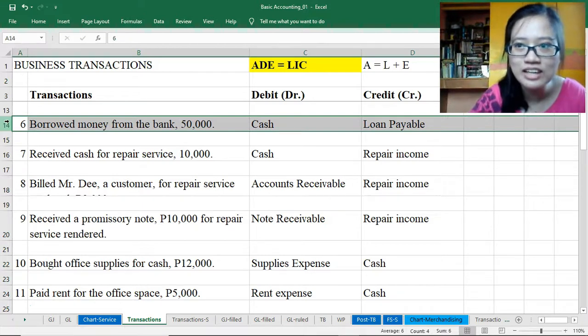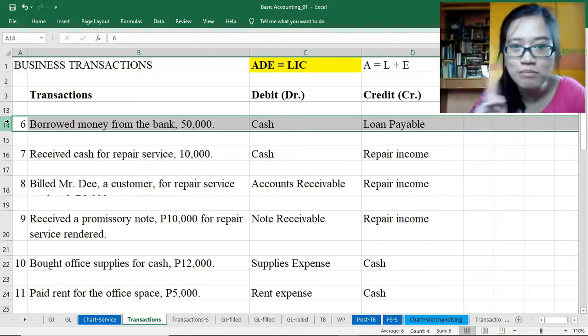Okay, so in that case, merong increase in asset in the form of cash. Tapos increase in liability kasi borrowed money from the bank. So ang debit natin, increase in cash, nakatanggap ng 50,000. And then, credit natin would be the liability, loan payable, credit natin yan.